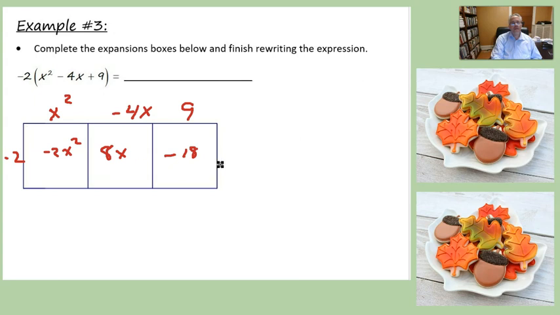I think sometimes people like the boxes because it makes it very clear, kind of just fill out each box. It kind of makes it simple for them. And it helps them get the signs correct. So if that helps, wonderful. So this is equal to -2x squared plus 8x minus 18.